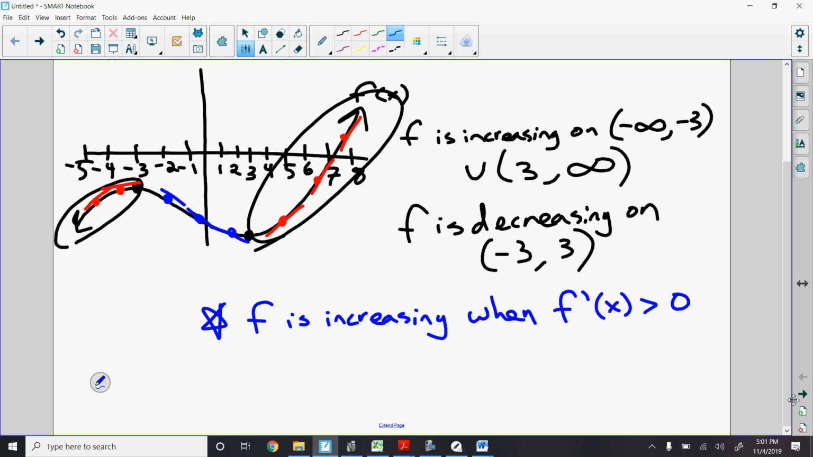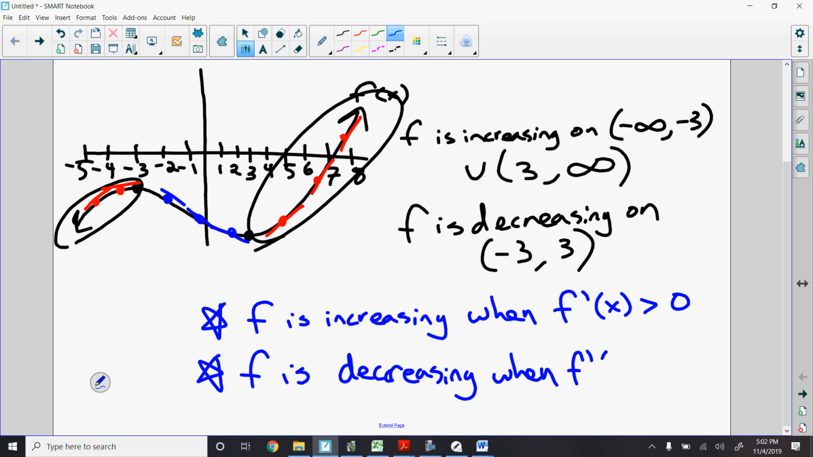f is increasing when f prime of x is positive, or f prime of x is greater than 0. The reverse then is true. f is decreasing when f prime of x is less than 0. Those are two really, really important points.